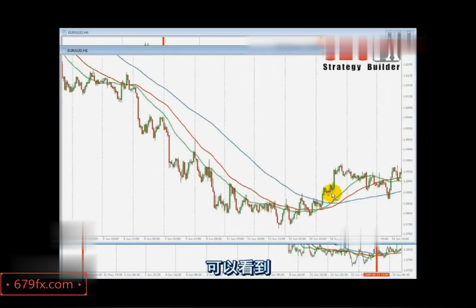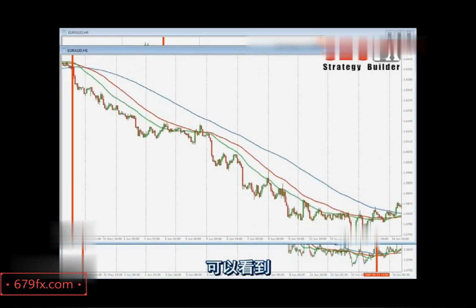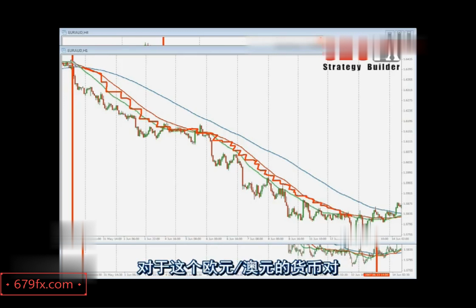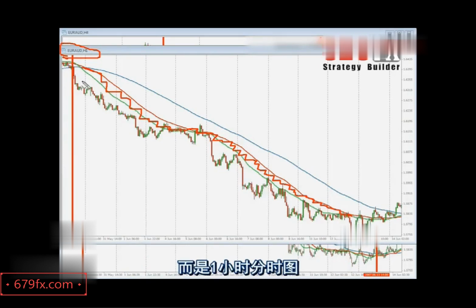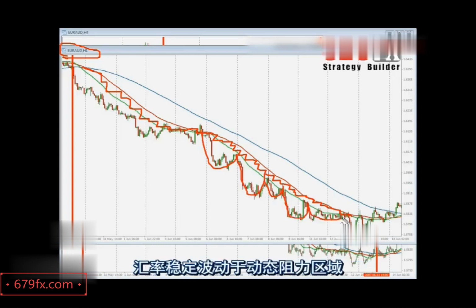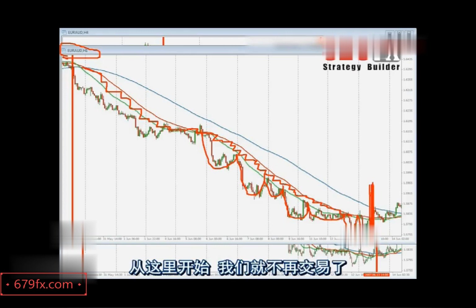Okay, in this case, the sixth condition was telling us that the best time frame to follow this trend, this euro against the Australian dollar, was indeed the 1 hour time frame. Not the 30 minutes time frame, not the 4 hours time frame, the 1 hour time frame. And we got that clue from the sixth condition, how price respects the dynamic area of resistance all the way until here, where things begin to get ugly, and at this point we want to search for trades no longer.